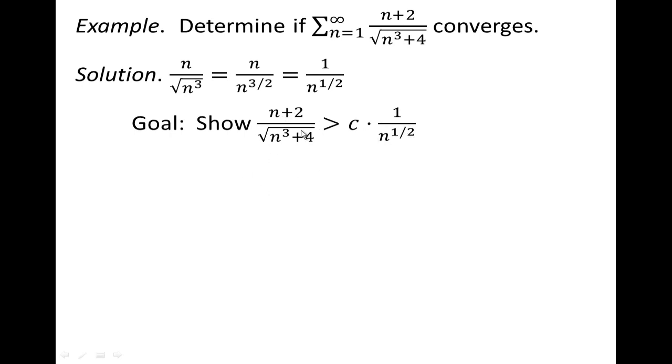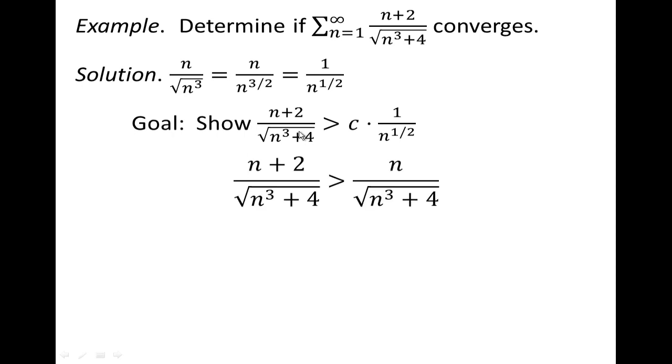Okay, so here's how we do this. We'll take the easy step first. If I drop off the 2, when I compare n plus 2 to n, n is the smaller of the 2. So this step is not too bad. N plus 2 over the square root of n cubed plus 4 is definitely greater than that. Okay. Now I need to make sure that this is greater than what I got when I dropped off the 4. Well, we're going to have to play around with it.